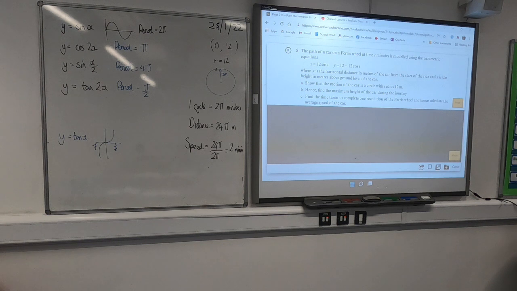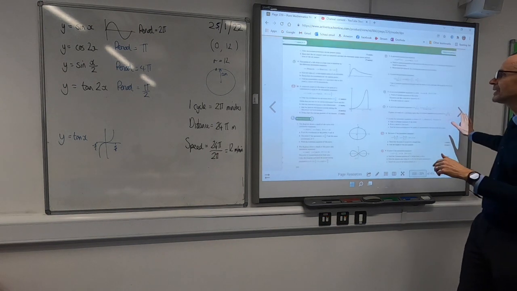So the period of the two functions, which in this question was the same, 2 pi, meant that that was how long this Ferris wheel took to complete one complete revolution. And we were able to then use that to work out the speed.